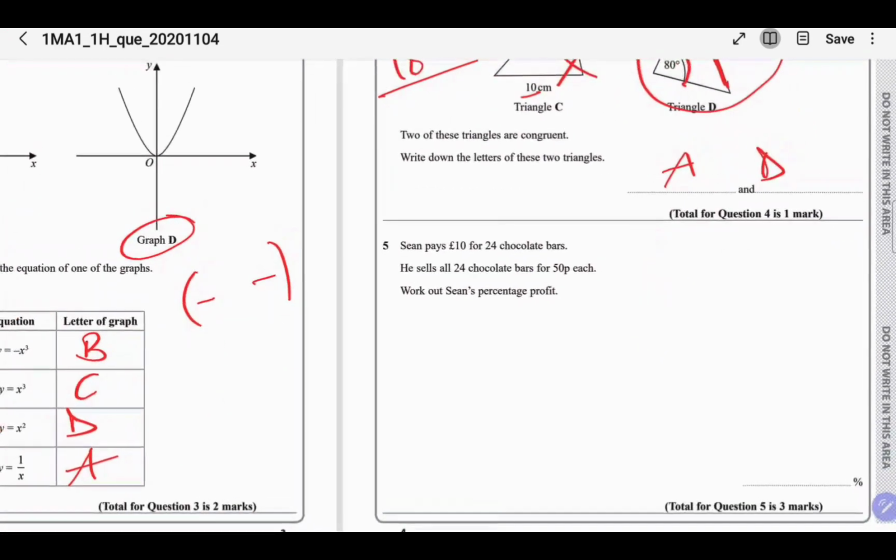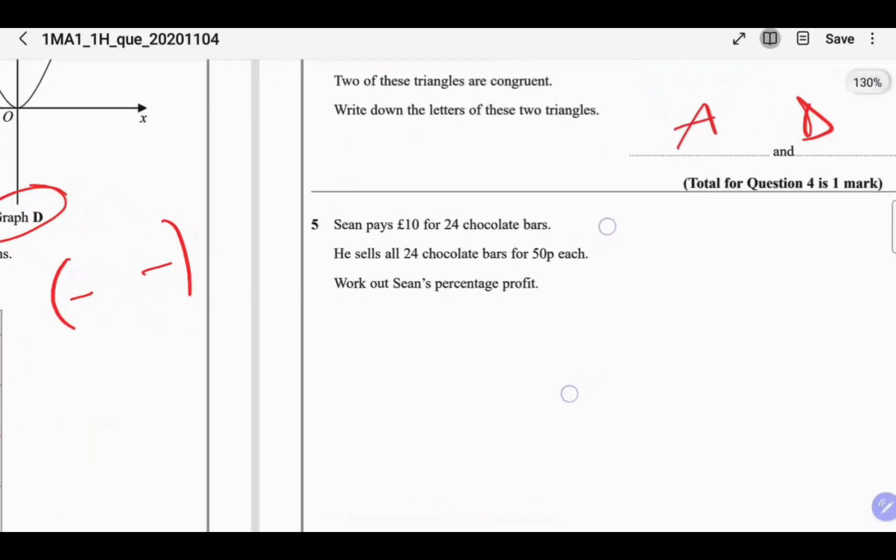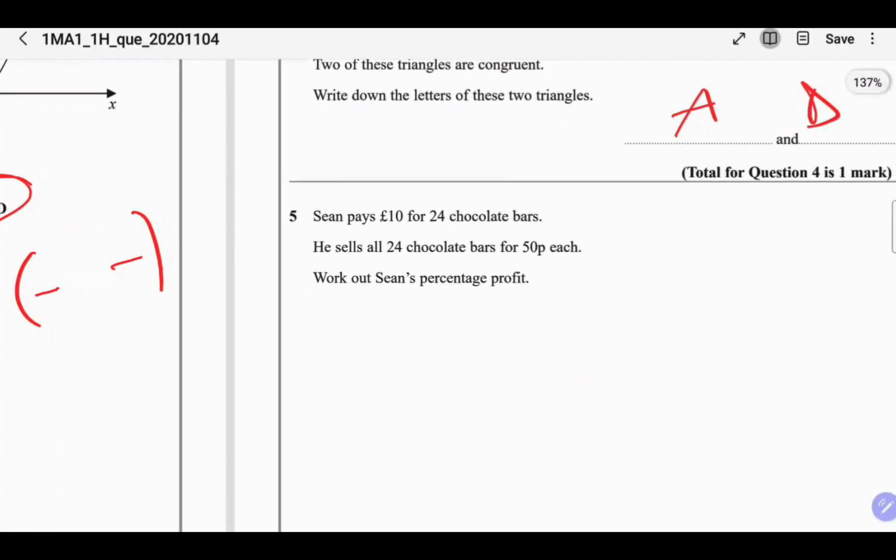Okay, next question. Sean pays 10 pounds for 24 bars of chocolate, or 24 chocolate bars, just as the question says. He sells all 24 chocolate bars for 50p each. Work out Sean's percentage profit.